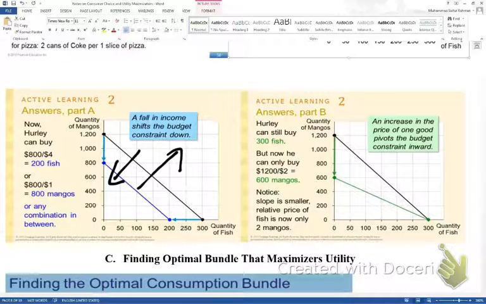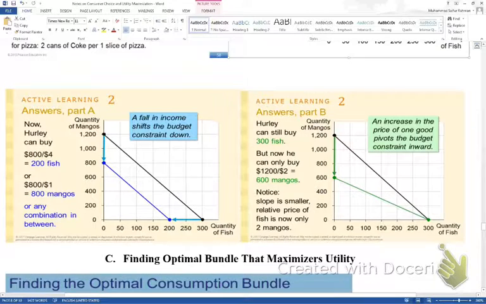When the price of one of the goods changes, our budget constraint pivots. In the particular example that you're looking at on the right side, the price of mangoes has gone up, which means that you can still afford the same amount of fish, but the amount of mango that you can afford has gone down, which has caused the budget constraint to pivot inward. So when the price of a good goes up, the budget constraint pivots inward. When the price of a good goes down, the budget constraint pivots outward.